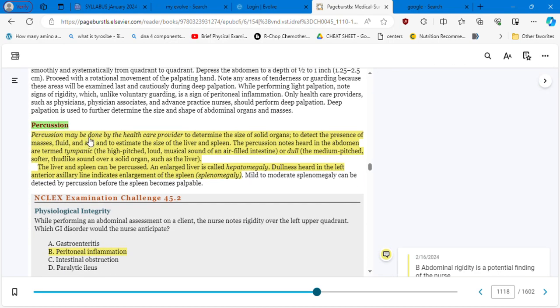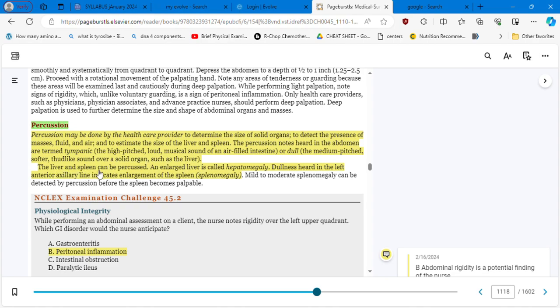Percussion may be done by the healthcare provider to determine the size of solid organs, to detect the presence of masses, fluid, and air, and to estimate the size of the liver and spleen. The percussion notes heard in the abdomen are termed tympanic, the high-pitched, loud musical sound of an air-filled intestine, or dull, the medium-pitched, softer, thud-like sound over a solid organ such as the liver.